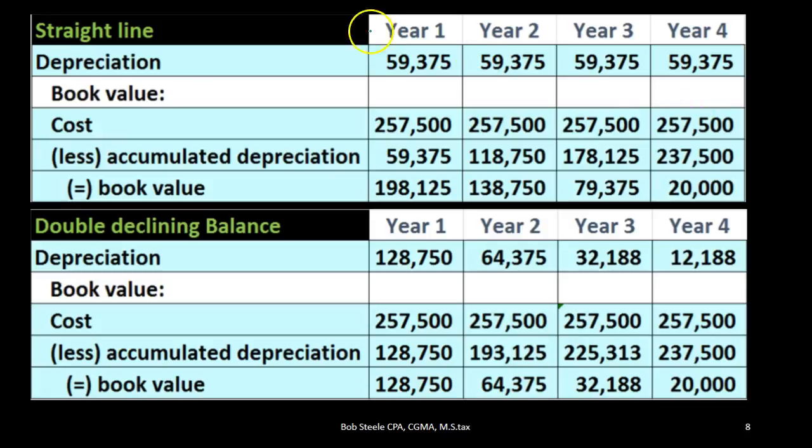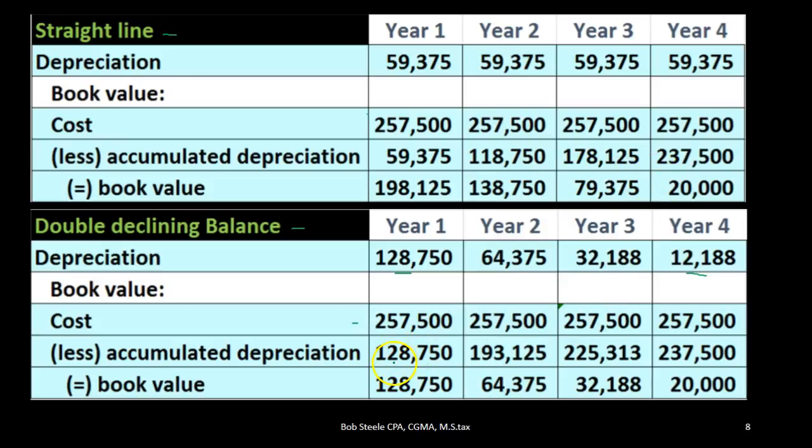If we compare the two methods, the baseline method, the straight line method, and this double declining balance and accelerated method, we can see that we have the same depreciation each year for the straight line. For the accelerated, we have higher amounts in year 1 than in the later years. We're accelerating, we're front loading the depreciation. The cost will be the same, of course, for each method, and the accumulated depreciation will go up at an even rate for straight line, $59,375 each is what it's increasing by in this case.